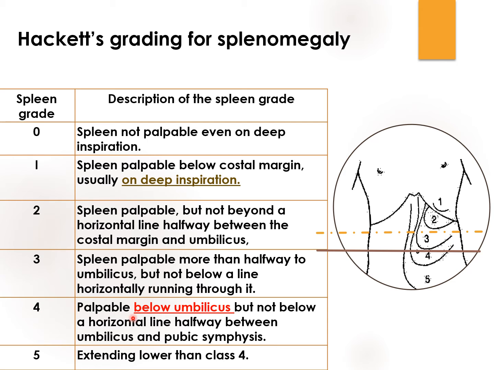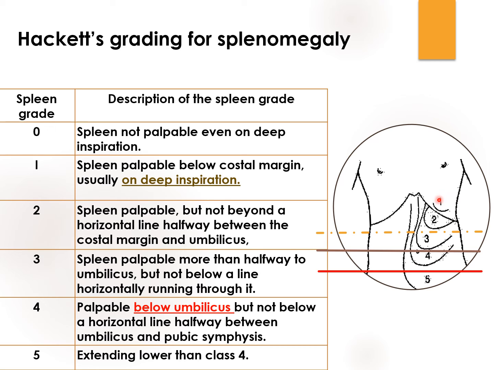Grade 4, when the spleen is palpable below the umbilicus but not below the horizontal line halfway between the umbilicus and the pubic symphysis. So we have to draw three horizontal lines over the abdomen: one between the costal margin and umbilicus, the second at the level of the umbilicus, and the third between the umbilicus and pubic symphysis.